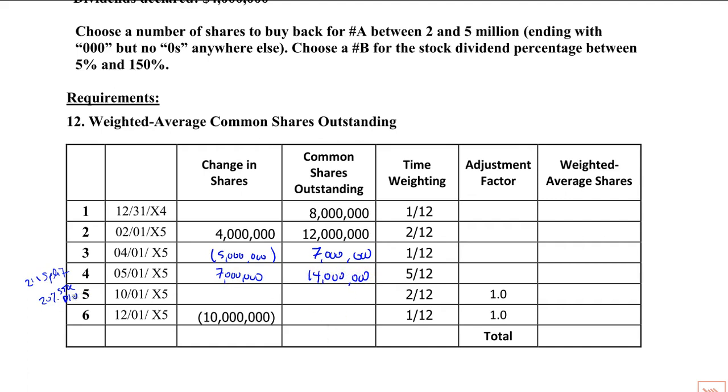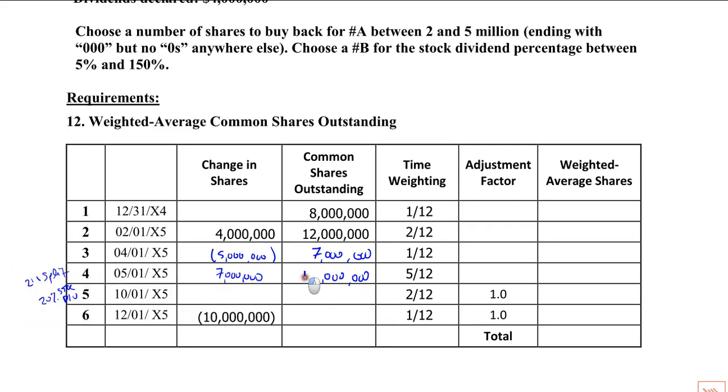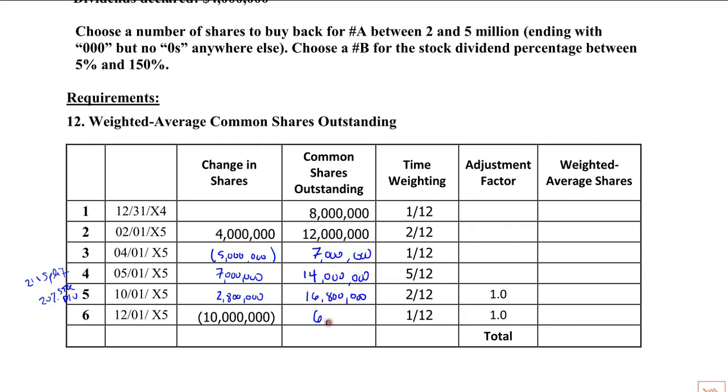Okay, now we're going to have a 20% stock dividend. 20% times 14 million. See if I can do this in my head. 14 million. So 10% would be 1.4. 20% is 2.8. All right. So that would be 16.8 million. And we're going to buy back 10. So we're going to end with 6.8 million. All right.